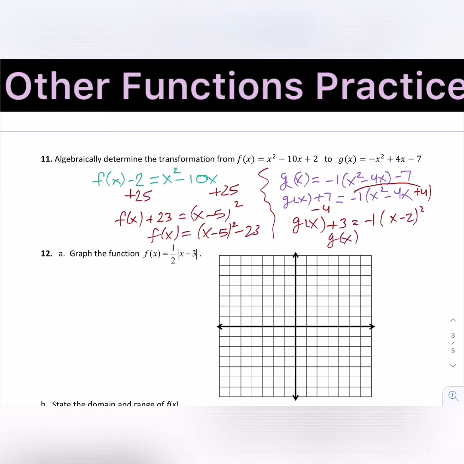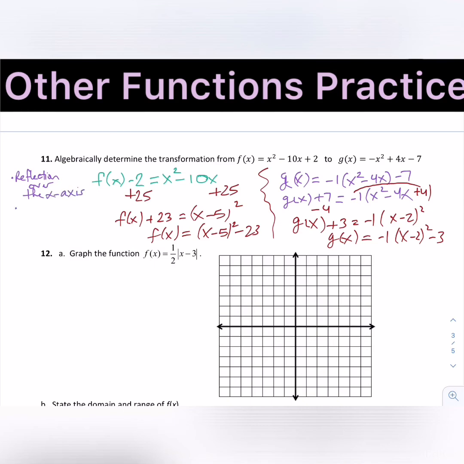So I'm going to move that 3 over. So it's -1 times (x minus 2) squared minus 3. All right, so the question was, identify the transformation. Well, we can immediately see that there is, number 1, a reflection over the x-axis. So let's write that down. We have a reflection over the x-axis.